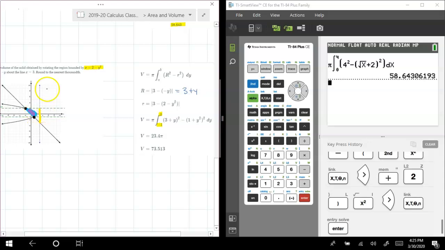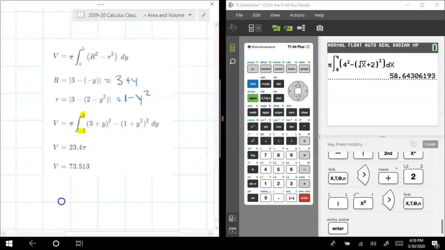And the inner radius is going from the line of revolution to the parabola, so 3 minus x, which equals 3 minus (2 minus y squared). So 3 minus 2 is 1 plus y squared. The volume we find by integrating the area of the outer circle minus the inner circle.